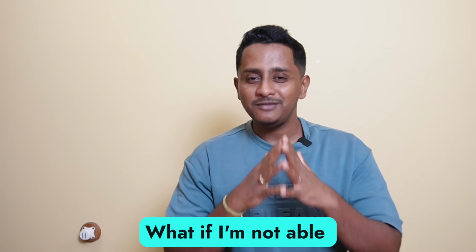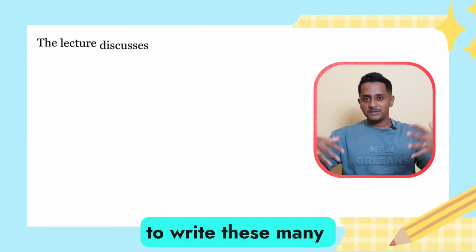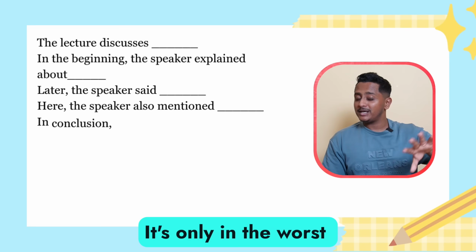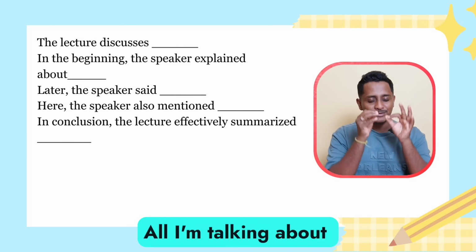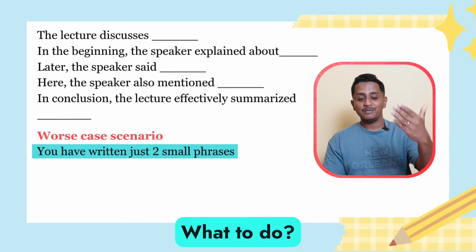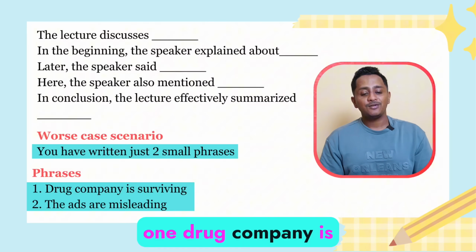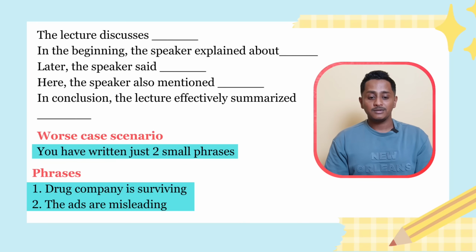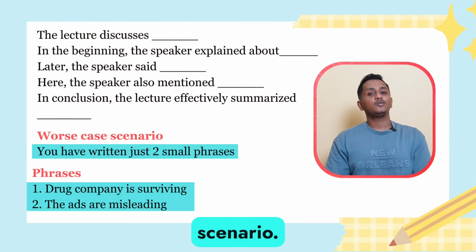Now the last scenario: what if I'm not able to write this many phrases? In the worst case, it's only in the worst case. Remember, all I'm talking about is only the worst case. You have written only 2 phrases, something like this. Phrase number 1, drug company is surviving. Phrase number 2, ads are misleading. In such a scenario, what should I do?